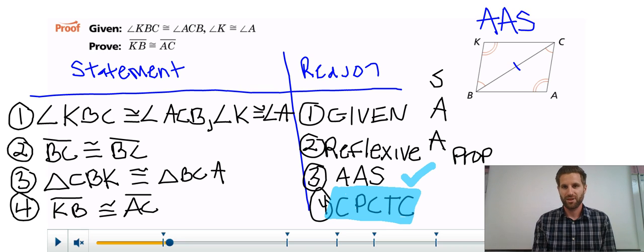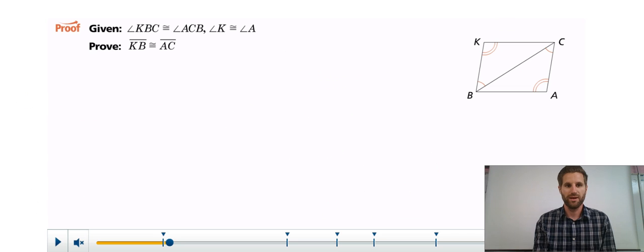It's a mouthful. All right, and then let's go ahead and look at our next problem here. Our last problem.